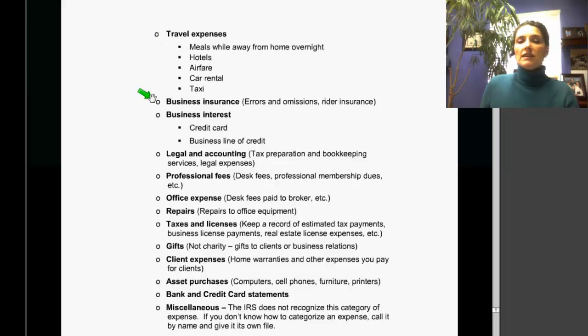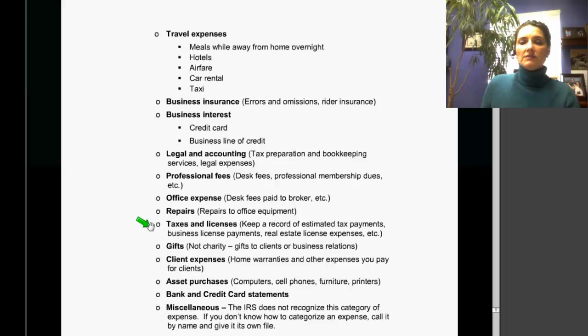Business insurance, including errors and omissions, and rider insurances. Business credit card: the amount you pay for credit card fees and interest, and business line of credit. Legal and accounting expenses, including tax preparation, bookkeeping, legal expenses. Professional fees, including desk fees, professional membership dues, etc. Office supplies, or office expense, including desk fees paid to a broker and pens and paper and so forth. Repairs, including repairs to office equipment. Taxes and licenses.